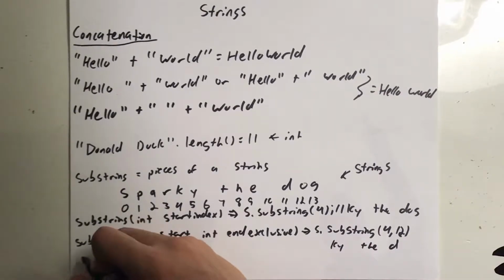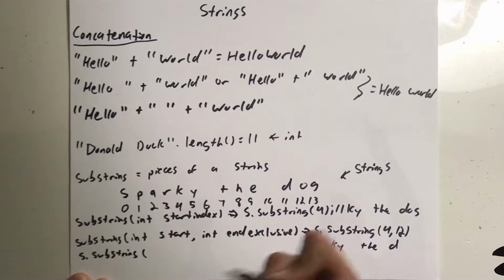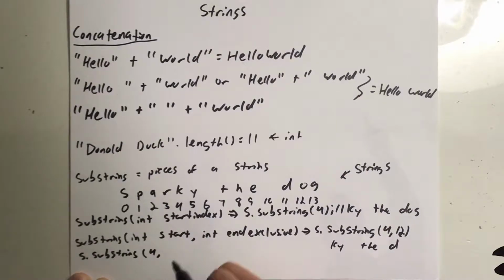What if we had s dot substring of 4, comma 14?